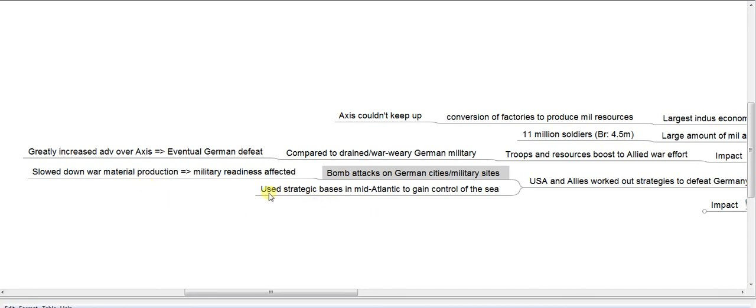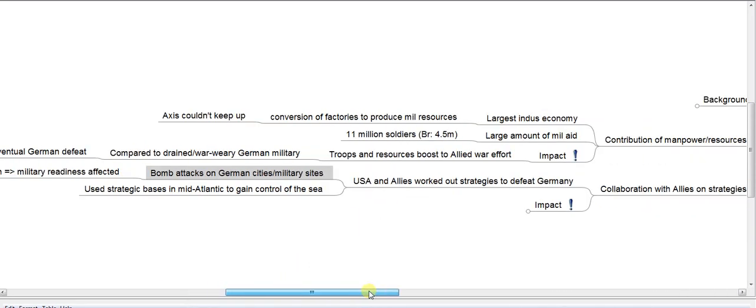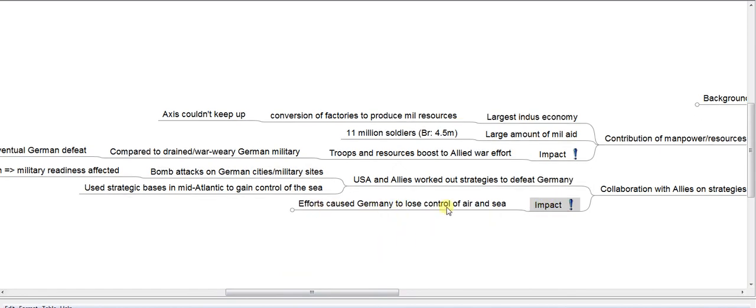And also the US used its strategic bases together with the other Allied powers to gain control of the sea. Okay, so basically the ocean between Europe and America was the Atlantic Ocean. So when you have strategic bases in the Atlantic Ocean, you can gain control of the sea, which allows a very smooth transportation from the USA over to Europe. Okay, so what kind of impact did this have? Basically, the efforts caused Germany to lose control of air and sea simply because they were outdone in terms of the air forces and also their navy.